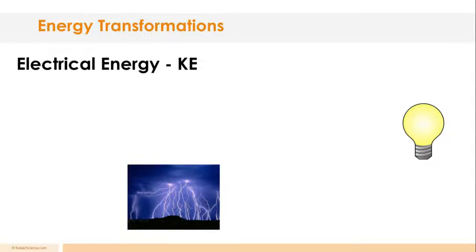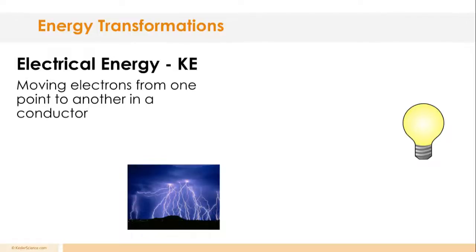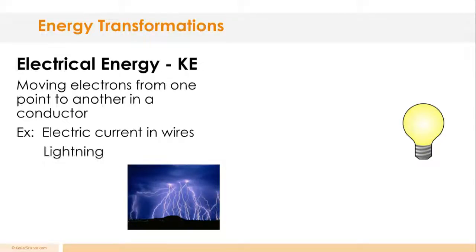We also have electrical energy. Electrical energy in its kinetic form is the moving electrons from one point to another in a conductor. So, a wire that carries electricity, that electricity is in its kinetic energy form. Lightning would also be a form of electrical energy in its kinetic form.